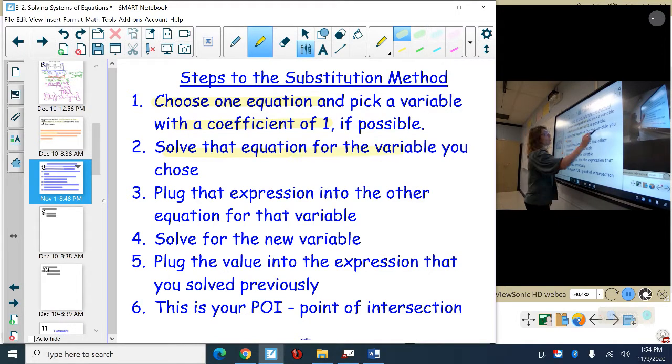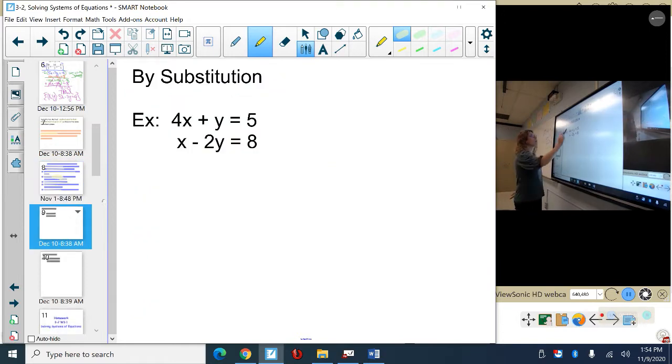Then you're going to solve that equation for the variable you chose. You're going to plug that expression, which is super important here, into the other equation for that variable. You're going to solve for the new variable, and you're going to plug that value into the expression, and that's going to be your POI. Meaning, here we go.